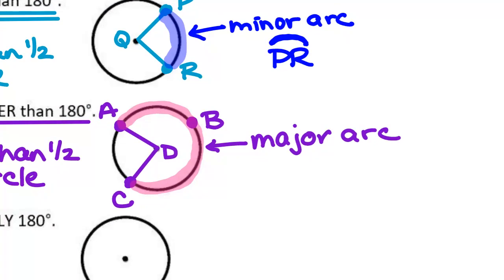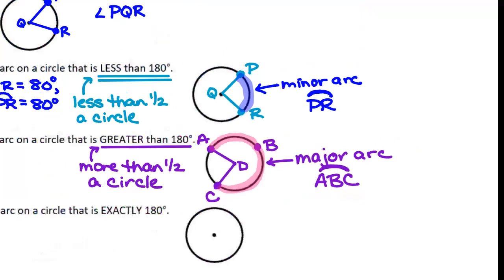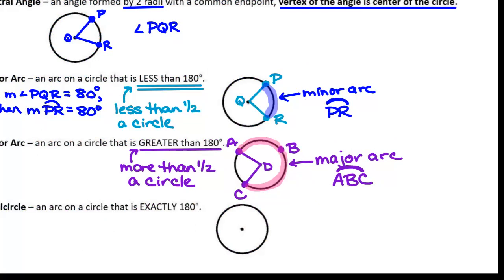When we name a major arc, we need 3 letters. And then it still gets the curve over the top. So a minor arc is 2 letters, the 2 points that are closest together. For my major arc, the way I know I'm going the long way around between points A and C is because of that point B. If I just had AC, it would be this right here. But because it's ABC, I know I have to go the long way around like this.